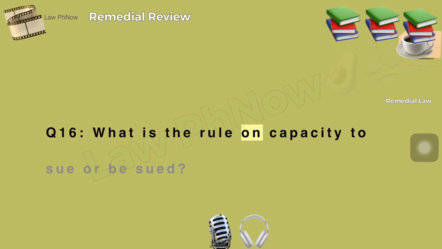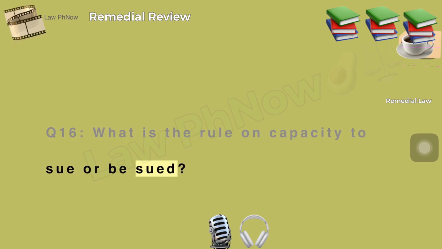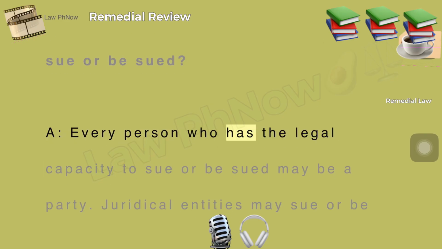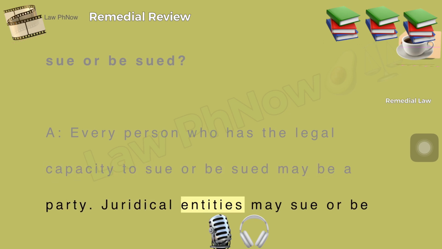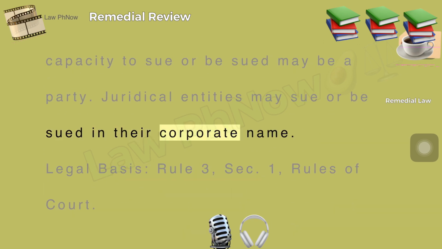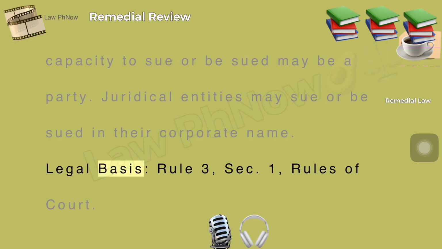Q16. What is the rule on capacity to sue or be sued? A. Every person who has the legal capacity to sue or be sued may be a party. Juridical entities may sue or be sued in their corporate name. Legal basis. Rule 3, Section 1, Rules of Court.